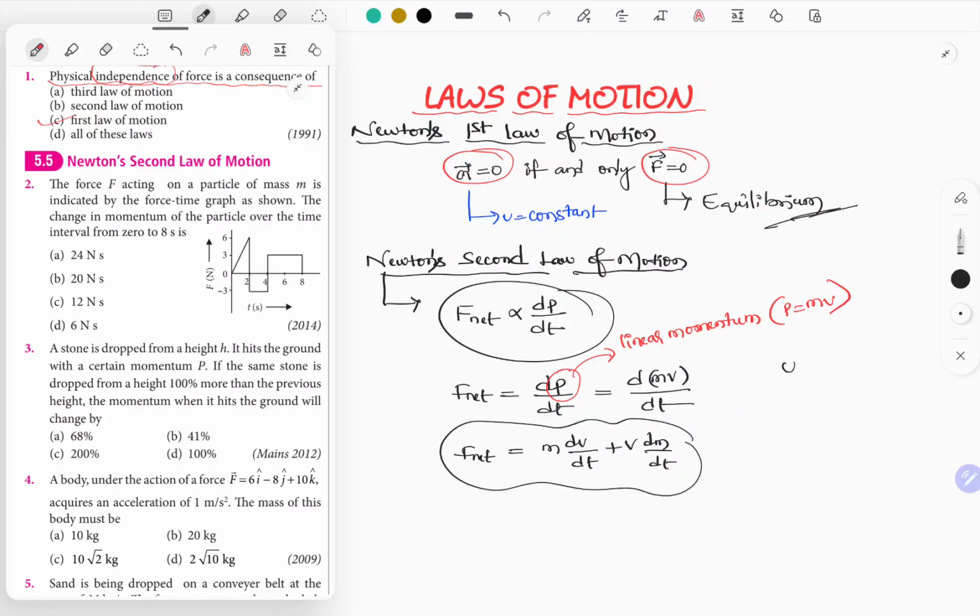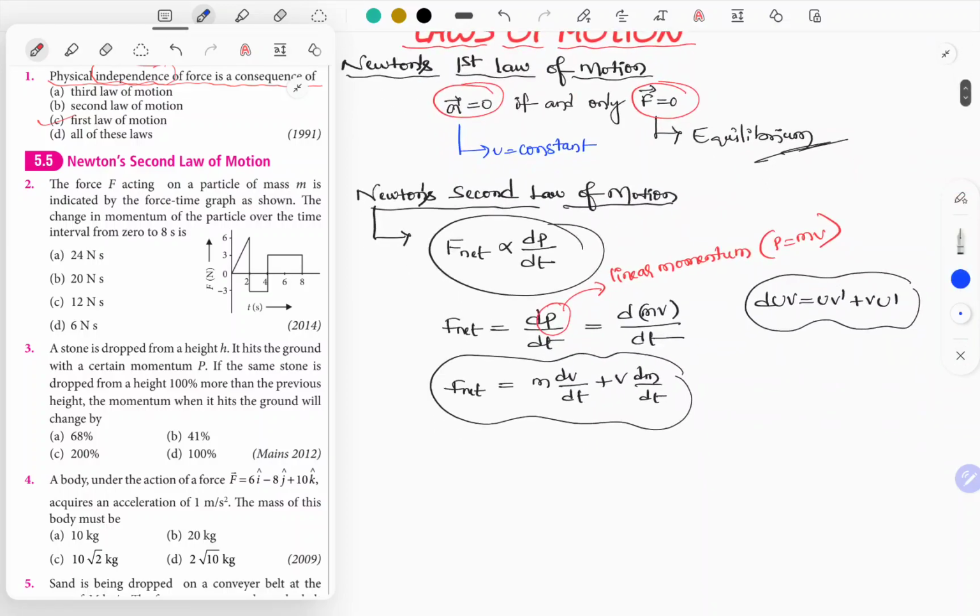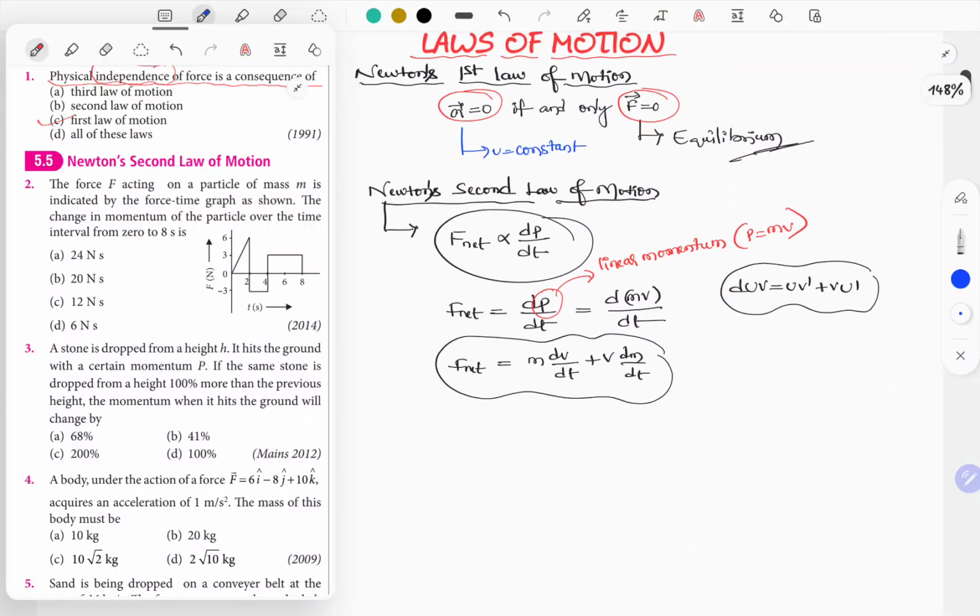This is by using the uv formula. Hope you know the uv formula: the differentiation of uv is u v dash plus v u dash. By using this formula, this is applicable if both quantities are variable. As m and v are variable, F net acting on the system is equal to m dv by dt plus v dm by dt. Here there are certain conditions. Many students take F net is equal to ma whenever they are asked what is Newton's second law. F net is equal to ma is applicable only if the mass of the object is constant.